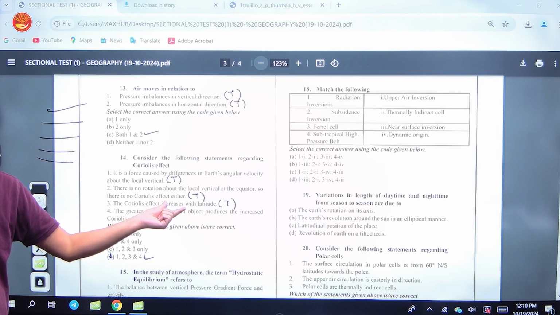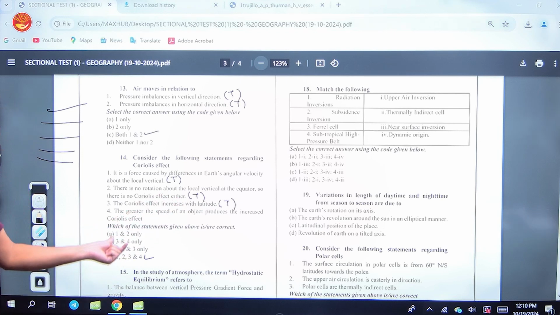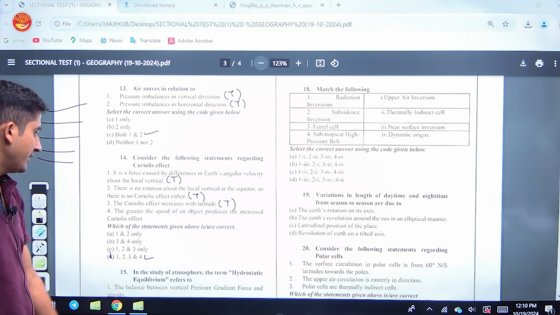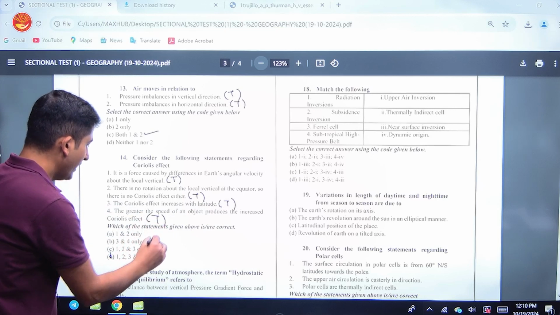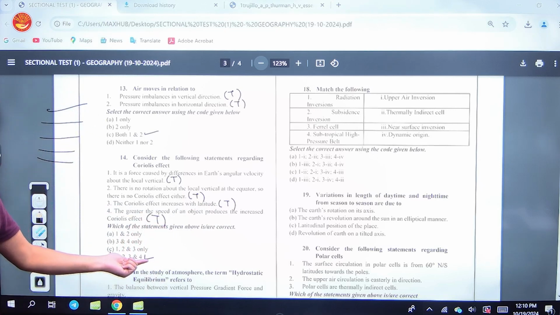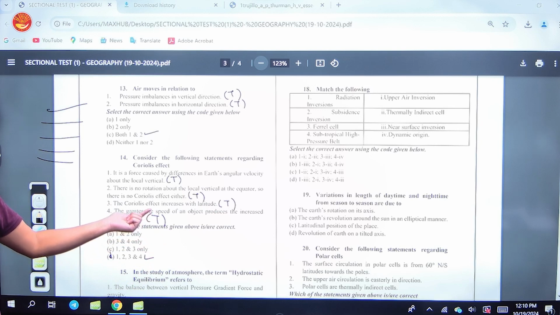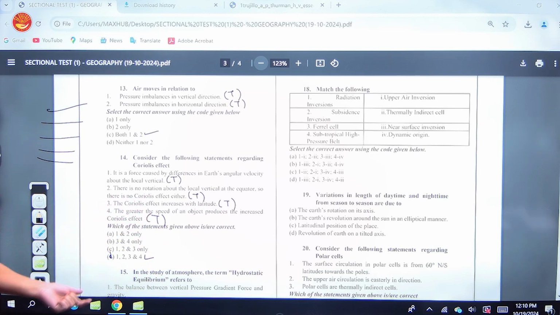Okay, that's why it is maximum at the pole. The greater the speed of an object, the greater the Coriolis effect. Yes, it is absolutely true. And so options 1, 2, 3 and 4, these are all right. Okay, but I want you to write these four options directly under the topic Coriolis force or Coriolis effect that we have discussed in the class.